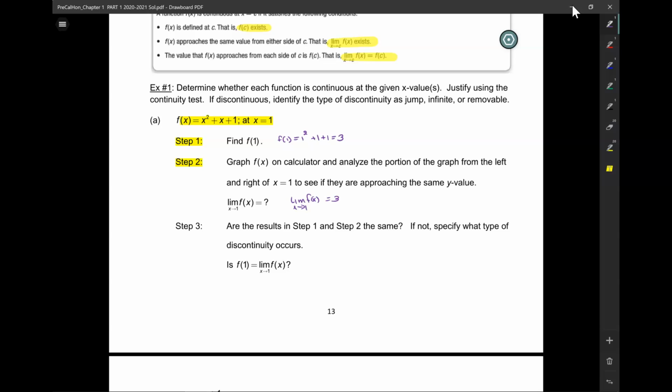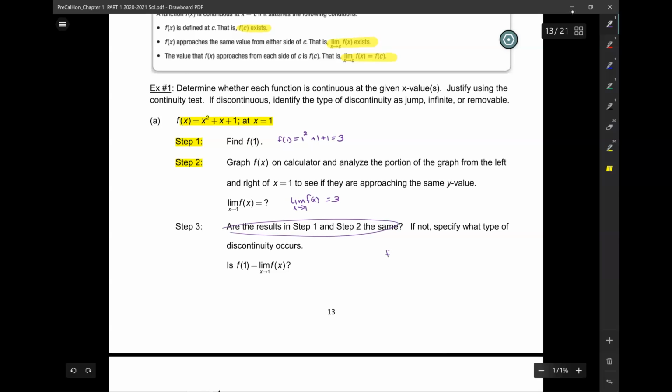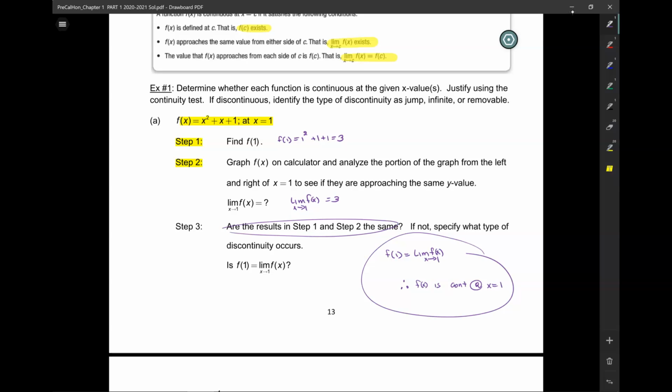Now, here's what cinches the deal. Are the results in 1 and 2 the same? Well, you have to justify, you have to say the step. You say f of 1 is equal to the limit of f of x as x approaches 1. Therefore, that's not hieroglyphics, the three dots in math means therefore, f of x is continuous at x equals 1. All this straight out of calculus.